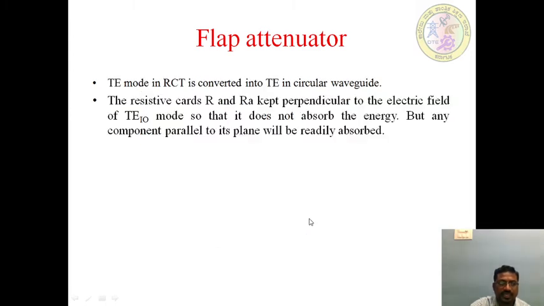So the TE10 mode in the RCT is converted into the TE11 mode in the circular waveguide. The resistive cards R and RA are kept perpendicular to the electric field of the TE10 mode so that they do not absorb the energy, but any component parallel to their plane will be readily absorbed.